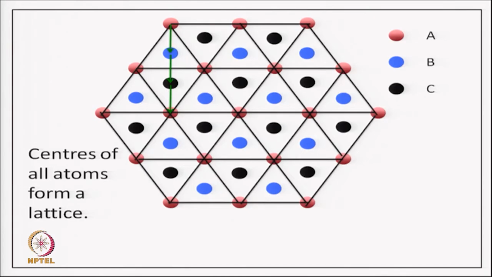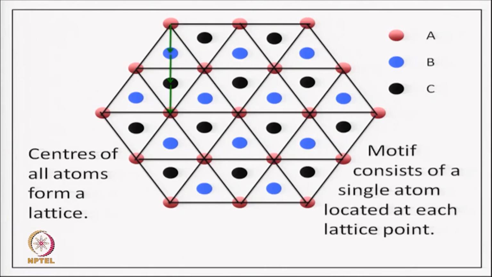AB stacking sequence, where all atoms were not forming a lattice and there was a 2 atom motif. But here, since all atoms are forming a lattice, we have a single atom motif. So, the motif consists of a single atom and it is located at each lattice point. All the points seen here are now lattice points.